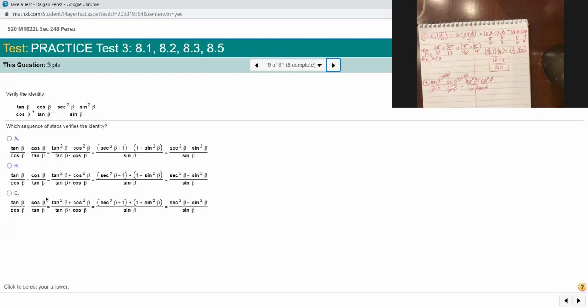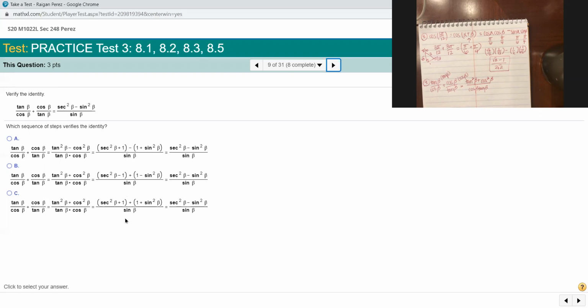Okay, so both B and C say that. So we can automatically cross out A. It's not that one. So then we just got to decide where to go from here. Well, these are two Pythagorean identities. So you're basically just checking to see which one rewrites it correctly.